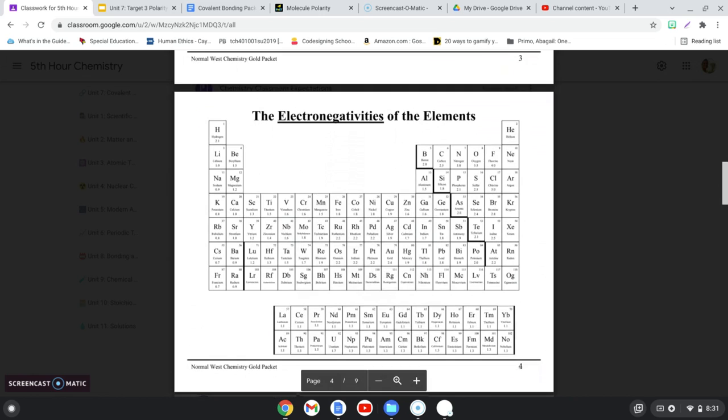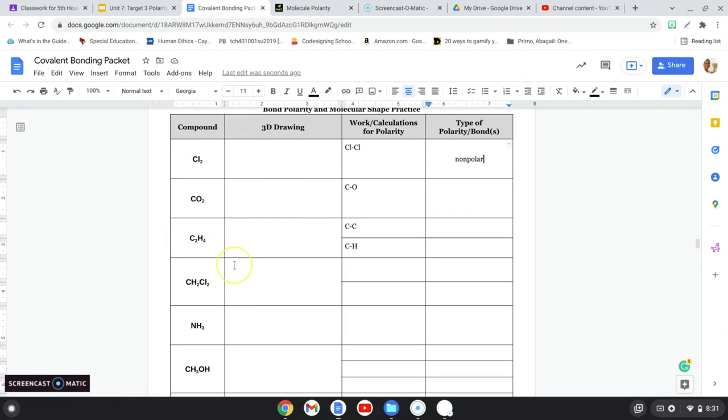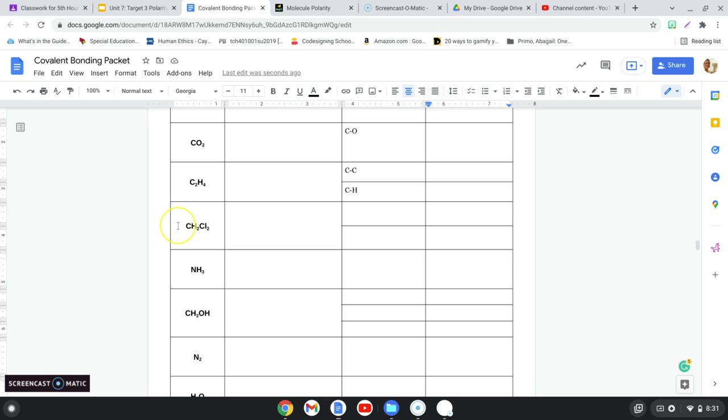Okay? So a different one that might be a little more challenging would be one like CH2Cl2. Okay? So I'm going to have a couple different bonds here. I'm going to have a carbon to a hydrogen bond, but I'm also going to have a carbon to a chlorine bond. We'll have 2 of each, but I'm not going to write the same thing twice. It doesn't make any sense.